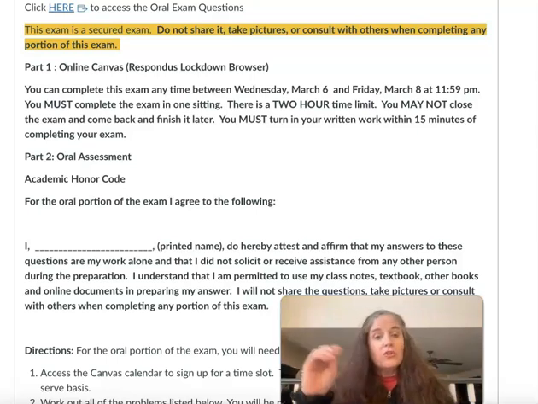And you write down all your work for that, and you upload it within 15 minutes of completing the exam. So that's part of the assessment. The other part is the oral assessment.